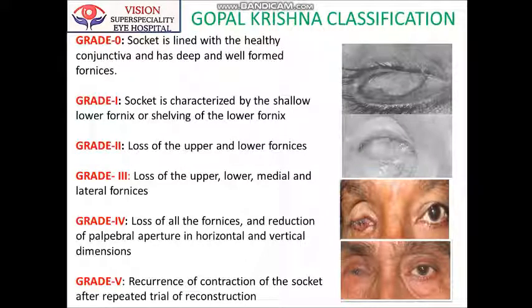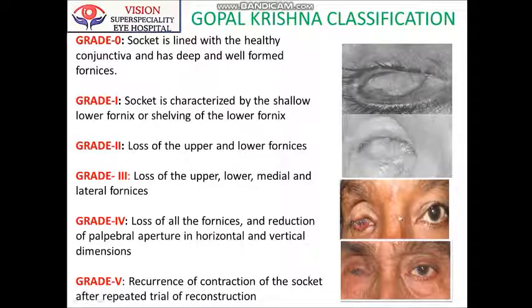Contracted socket can be graded according to Gopal Krishna classification, where grade 0 is when the socket is lined with healthy conjunctiva and has deep and well-formed fornices. Grade 1 is when socket is characterized by the shallow lower fornix or shelving of the lower fornix. Here, the lower fornix is converted into a downwards sloping shelf which pushes the lower lid down and out, preventing retention of artificial eye. Grade 2 is when socket is characterized by the loss of upper and lower fornices.